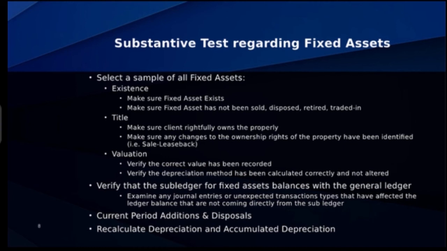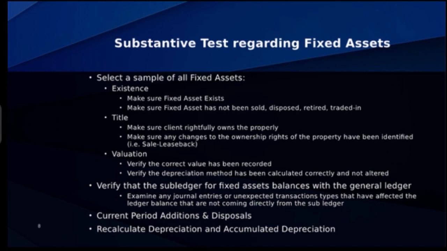The valuation of it, the asset itself, has it been correctly valued? Look at invoices, make sure that it makes sense. Look at contracts, whatever documentation has created the value for that asset that you're sampling, make sure it's there. Check and verify the depreciation method that has been calculated. Has it been done correctly? Has it been carried out properly? Has it not been altered? Those are part of the valuation process of checking a fixed asset.